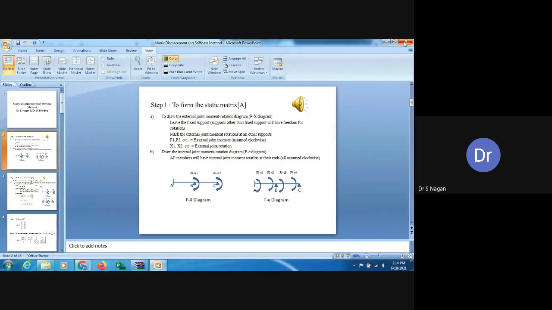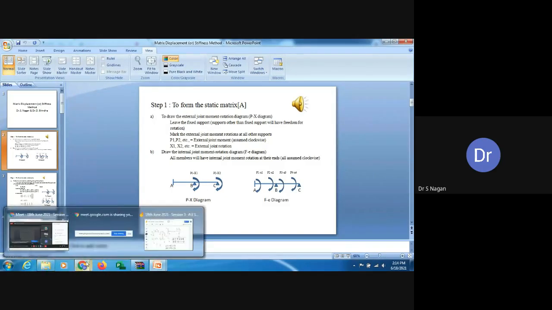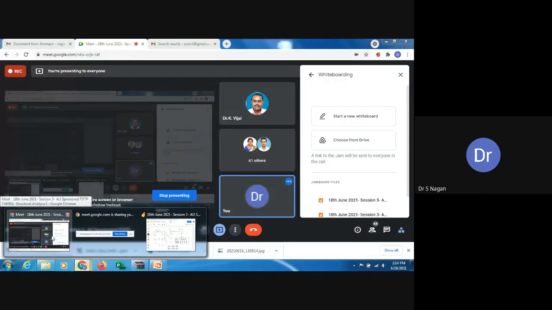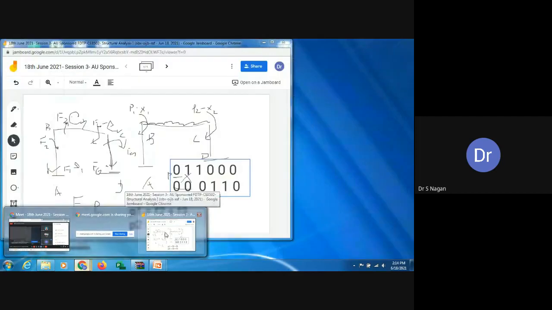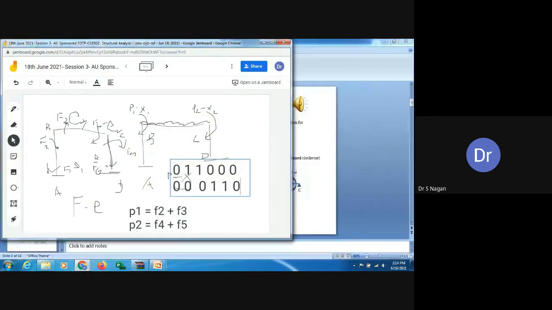Okay, next we will switch over to trusses. Before that, do you have any doubt in beams or frames? Please tell me.